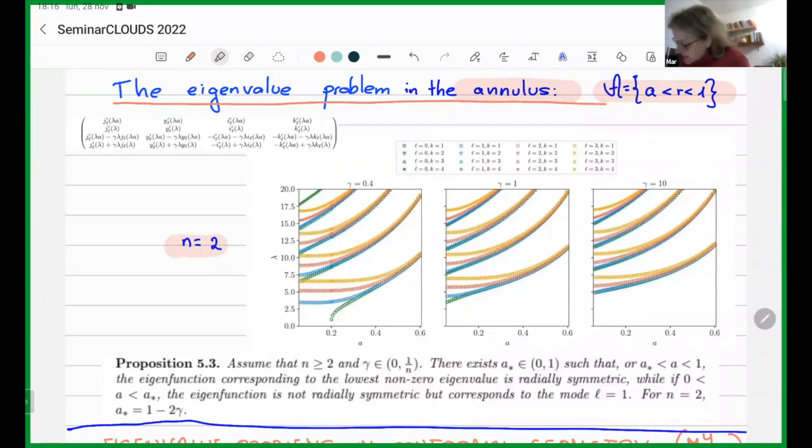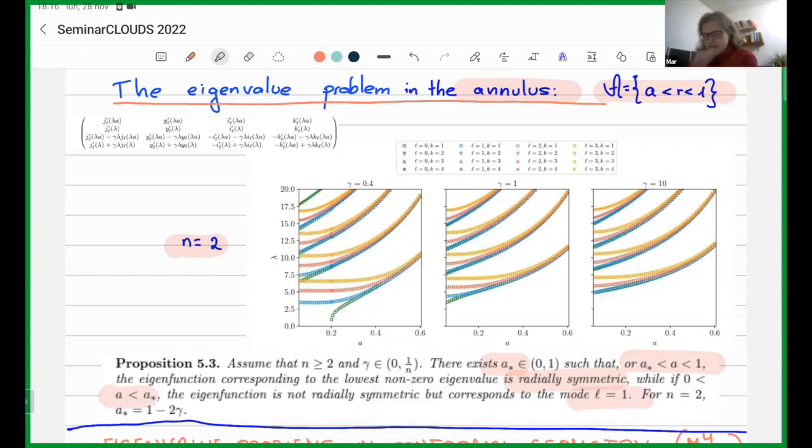And what happens is that there exists a critical size of the annulus such that for bigger annulus, the eigenfunction corresponding to the lowest non-zero eigenvalue is radially symmetric. So for big annulus, the smallest eigenvalue is radially symmetric. But for smaller annulus, the eigenfunction is not radially symmetric, but corresponds to the mode L equals 1.